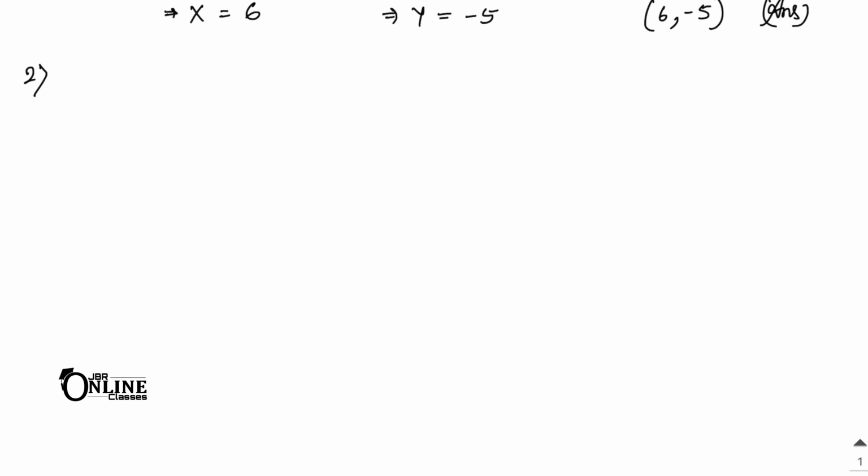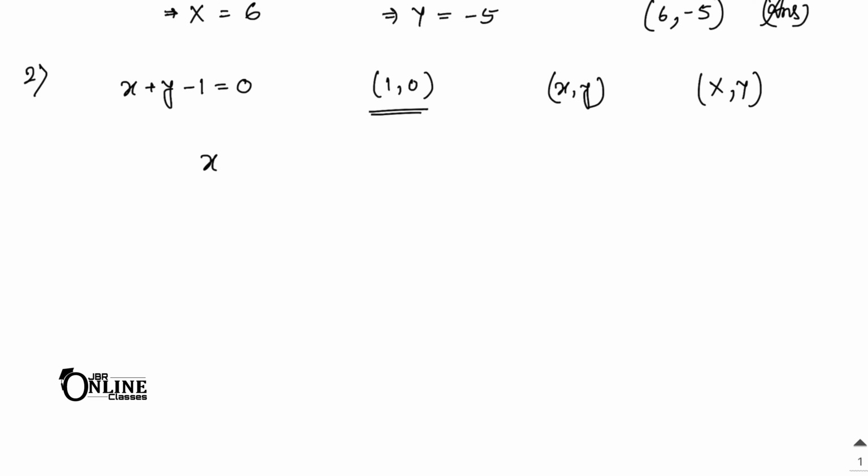Now next one, sum number 2. Transform the line x plus y minus 1 equals 0 to the parallel axes through the point 1 comma 0. So first, again let the coordinates x comma y, that means small x and small y, of any point on the given line change to capital X and capital Y on shifting the origin to the point 1, 0, and the new axes remaining parallel to the original axes.